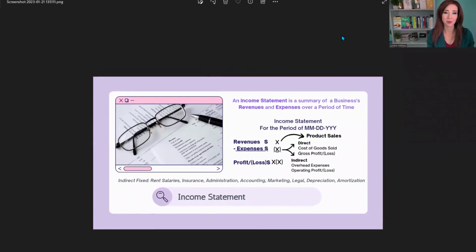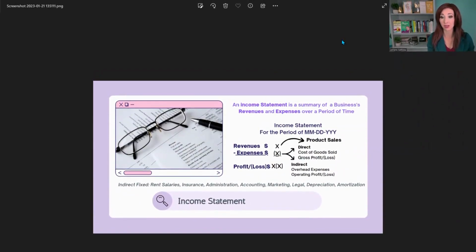So this is a simple explanation of what an income statement is. As you can see, an income statement is a summary of a business's revenues and expenses over a period of time. So this is actually very simple. It is anything that says revenue minus anything that says expenses, and then you determine if you have a profit or loss.